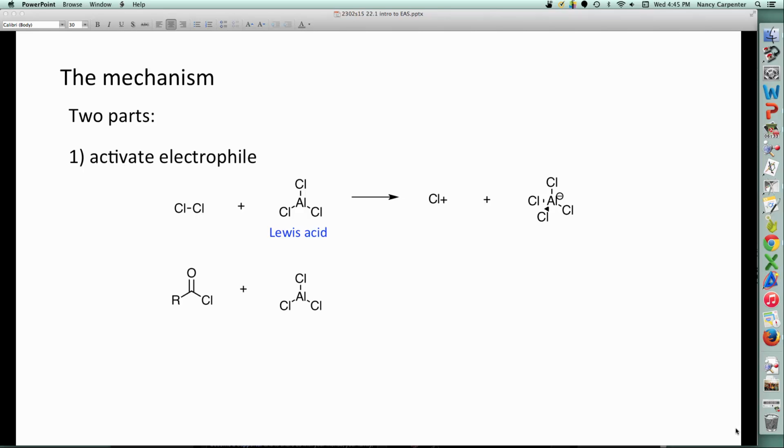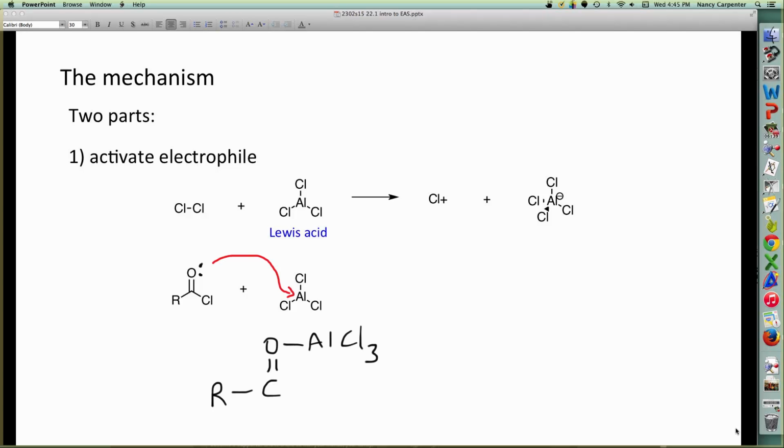Same thing can happen with an acid chloride. We know acid chlorides are pretty electrophilic, but watch this. We can make them really electrophilic. So where's my electron pair? Right there. Reacts with the aluminum to give me this guy. And this is all wrong, so I should stop and say, wait a minute, that's reasonable, but it's not going to get me where I want to go.